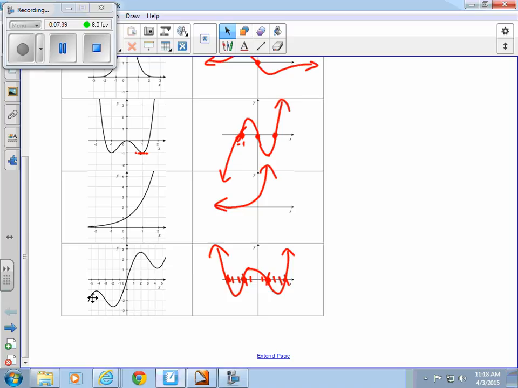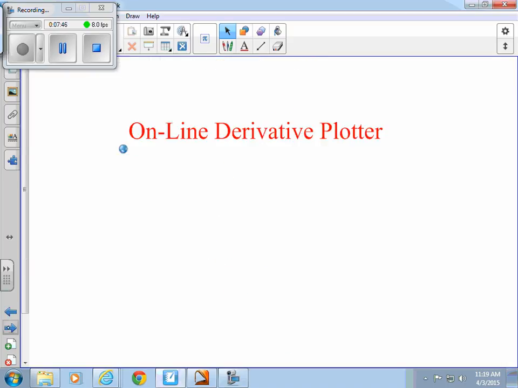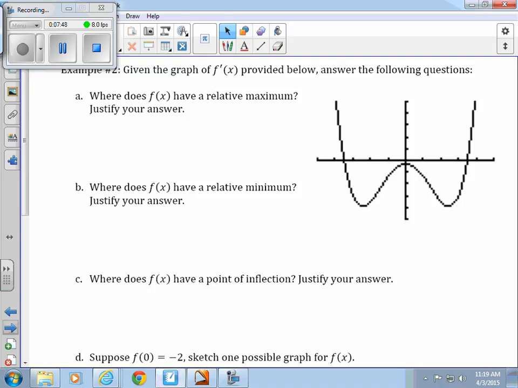This is just a little reference sheet. You can't use it on anything, but it just gives you the connections between f prime and f double prime.